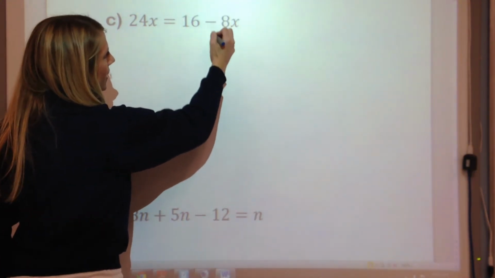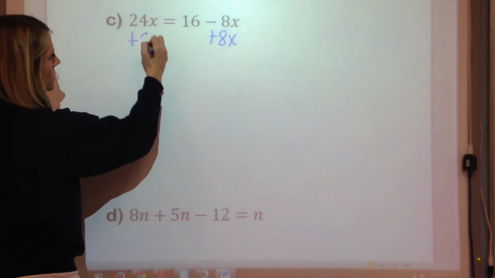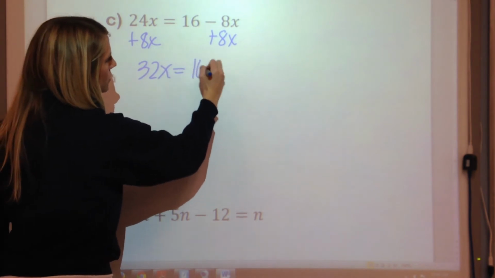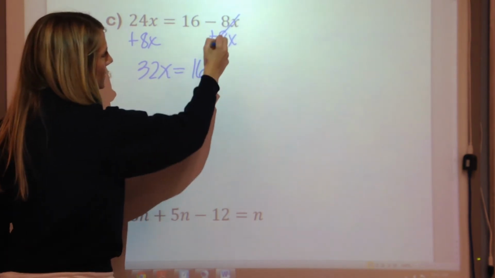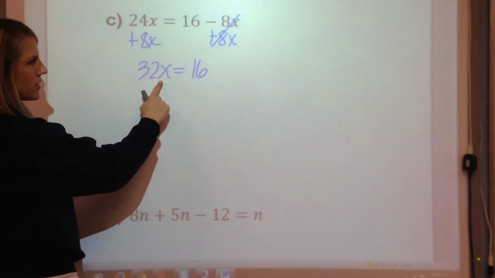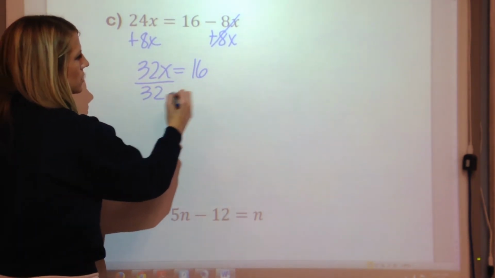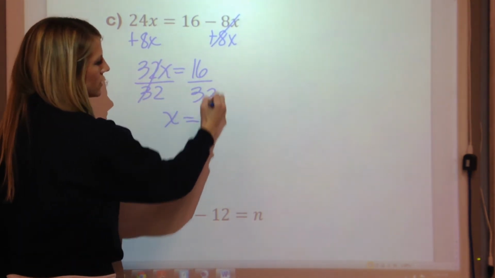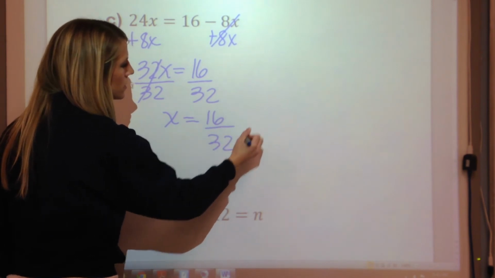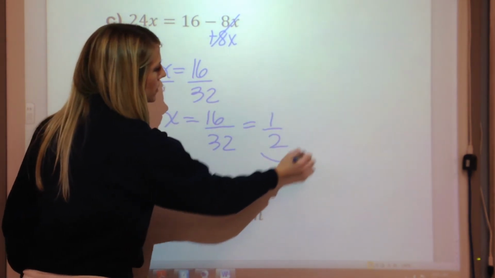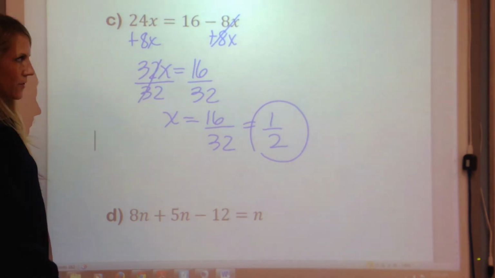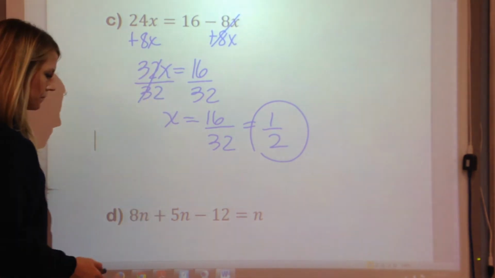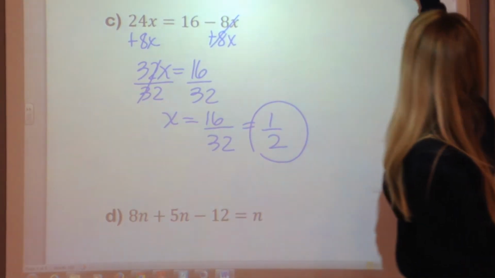So this is a negative 8x, so I want to add 8x to both sides. 24x plus 8x is 32x, equals 16 plus 0, so don't need anything else there. How do I get x by itself? Well, that's 32 times x. So I undo that by dividing. 32 divided by 32 is just 1. So x equals 16 over 32, which reduces to 1/2. So x is equal to 1/2. Again, how do you check that? You plug it in for x here and here. Make sure left side equals right side. Next problem.